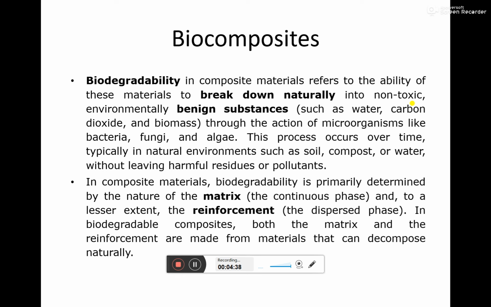We can use the matrix material and the reinforcement material as biodegradable materials that can be easily decomposed naturally within a short period. These biodegradable reinforcement or matrix materials can easily decompose into the earth by natural processes. That's why we use biocomposite materials in different applications.